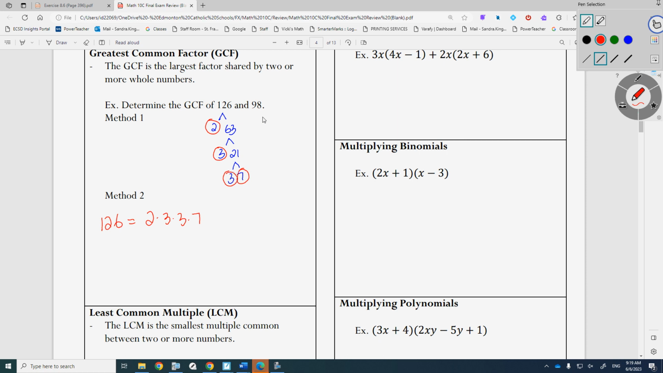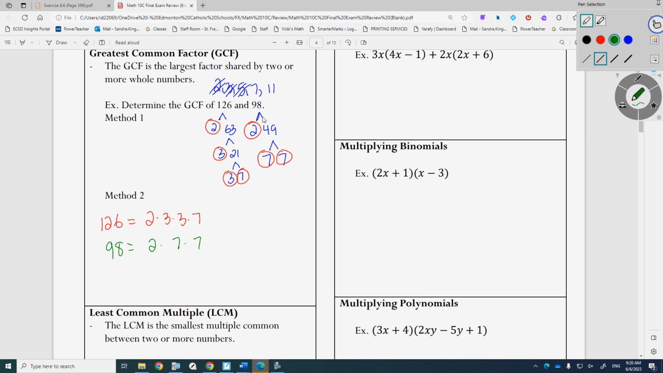Do the same thing for 98. Ninety-eight divided by 2 is 49. 49 is not divisible by 2. Right, so you try 3. It's not divisible by 3, try 5. It's not divisible by 5, try 7. And it is divisible by 7. Okay, so 98 is equal to 2 times 7 times 7.